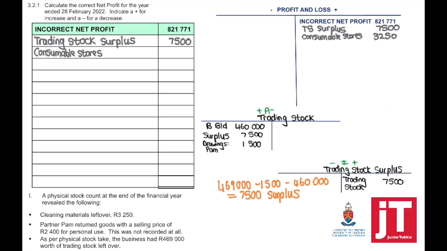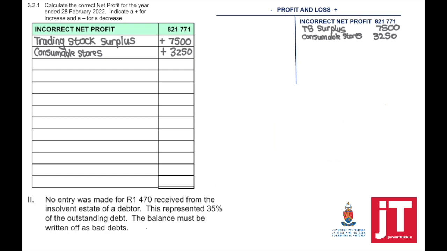Consumable stores 3,250. Again, both of them do have a positive effect. That's why no brackets. In accounting, if there's just the amount written there, that is a positive amount. If it's in brackets, that means a negative amount.